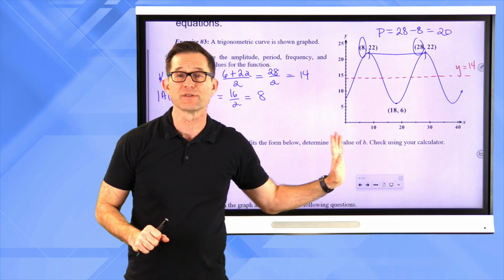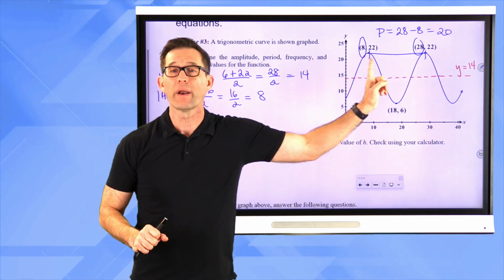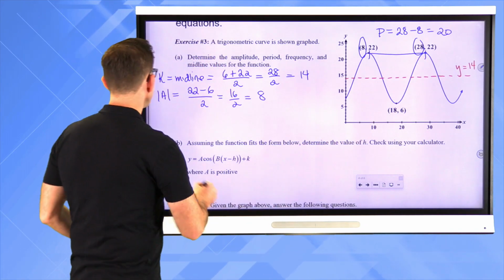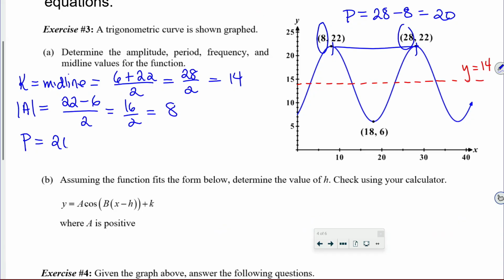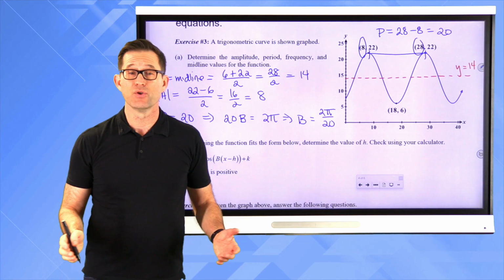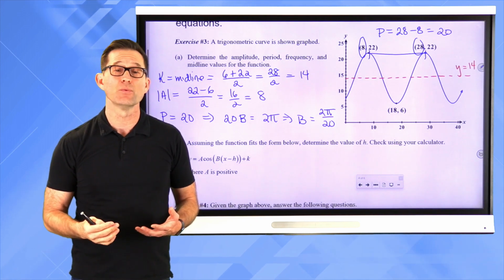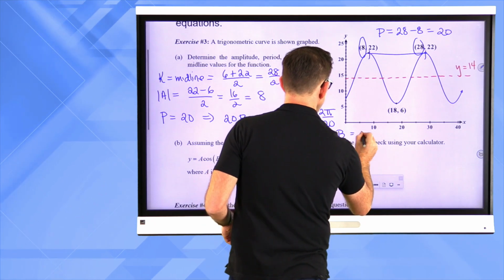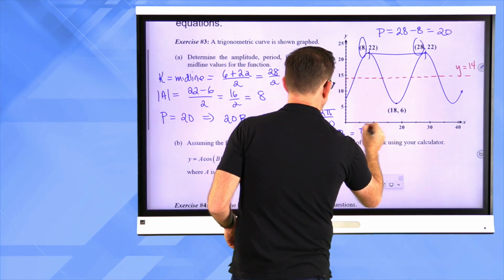So it takes 20 units, 20 horizontal units. The period is always in terms of the horizontal axis, 20 horizontal units to go from this maximum to that maximum. So because the period is equal to 20, I can now say that the period times the frequency is equal to 2 pi. And that means that the frequency is 2 pi divided by 20. I'm actually really comfortable with leaving b as 2 pi over 20. I have absolutely no issue with that at all. Some of your math teachers might want you to reduce this and say that the frequency is pi divided by 10.